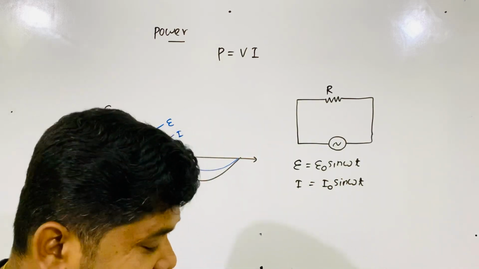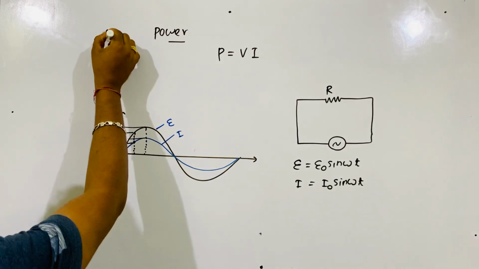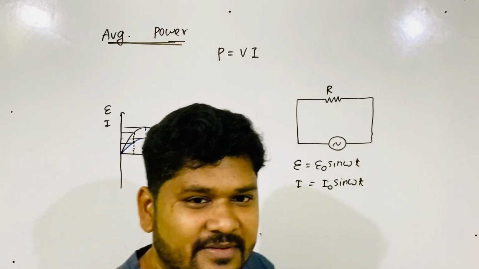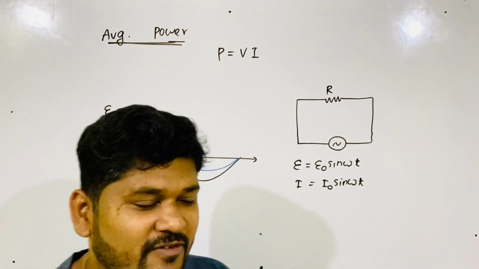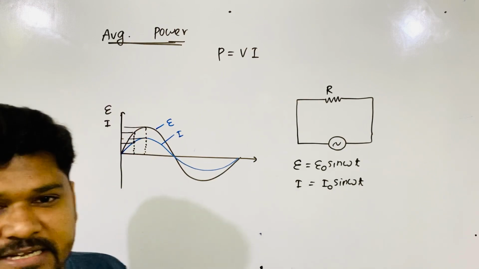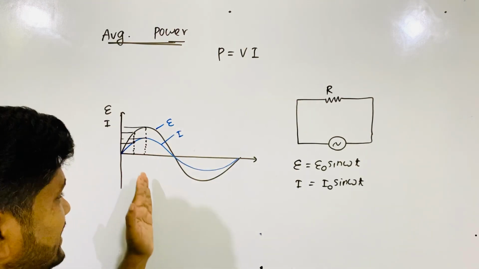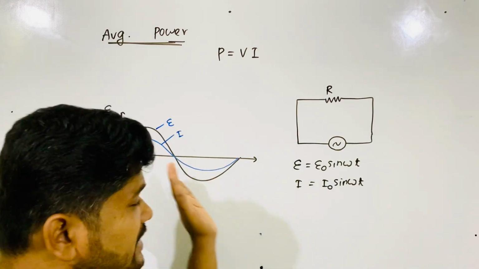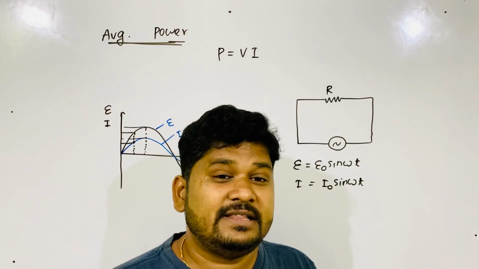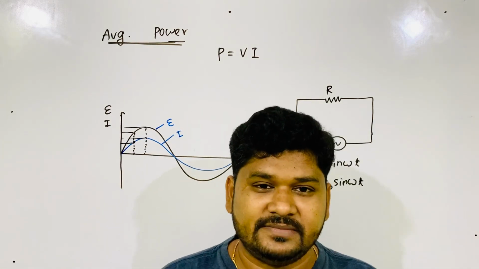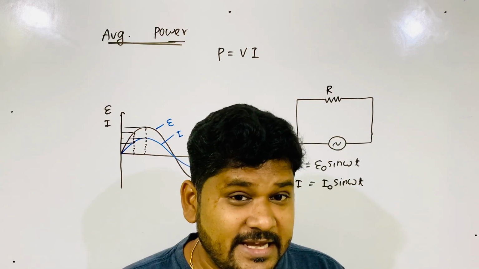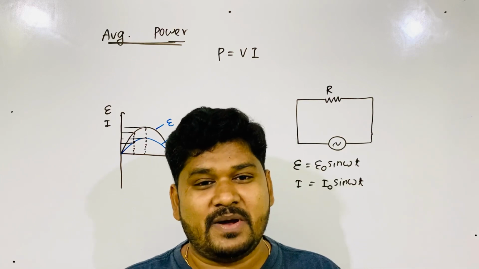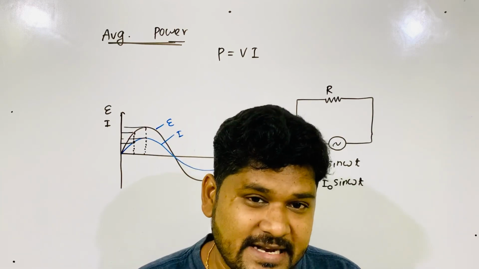So in an AC circuit, it will be better if we use the term average power. We will find the power at any instant, meaning instantaneous power, because it varies at every instant. Then we will take its average, and then it is called average power. Now you understood? In an AC circuit, the power is the average power. We will find average power in an AC circuit.